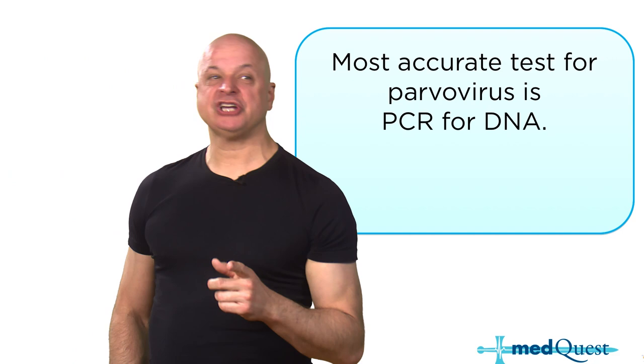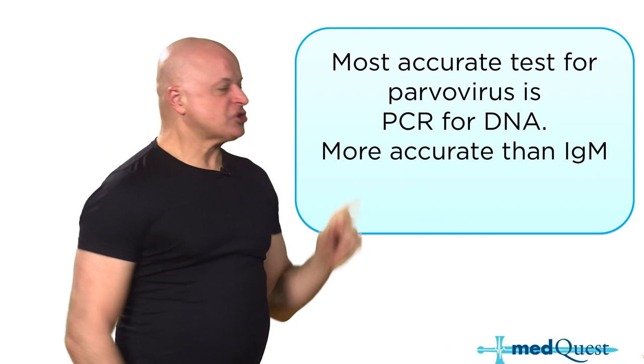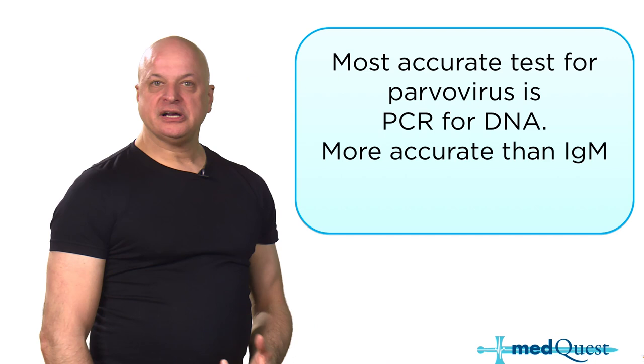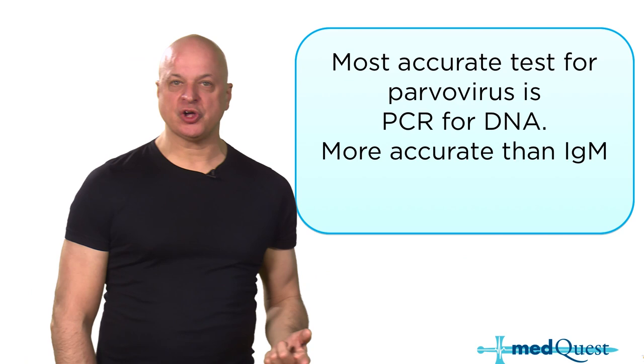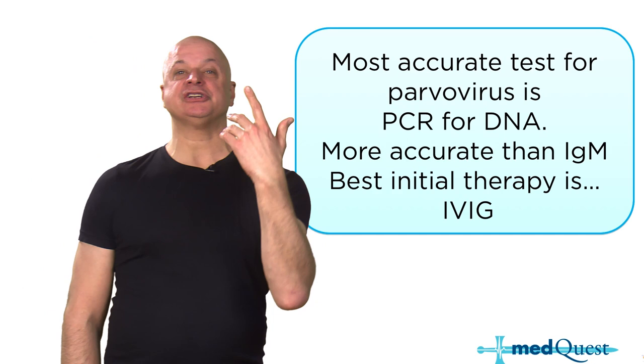Okay, the best initial test is reticulocyte count, but the most accurate test for parvovirus is PCR for DNA. The most common wrong answer is saying IgM. PCR is the actual organism. IgM is a reaction to that organism. So PCR is like the same way. Herpes encephalitis, PCR. Is your HIV controlled? PCR, viral load. Is your hepatitis C controlled? PCR, viral load. I want to tell if you actually have the organism: PCR. Viral load tells you the amount of the organism. And the best initial therapy for parvovirus is intravenous immunoglobulin.